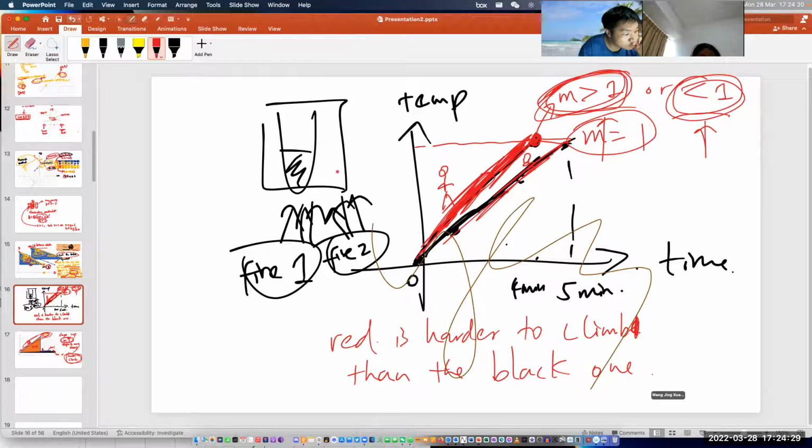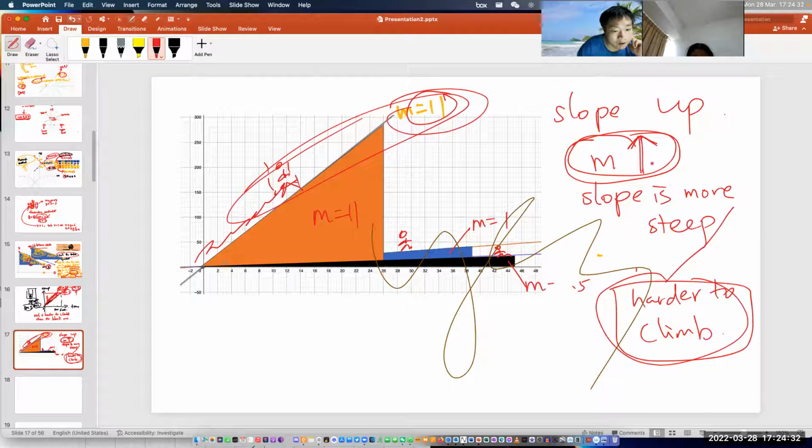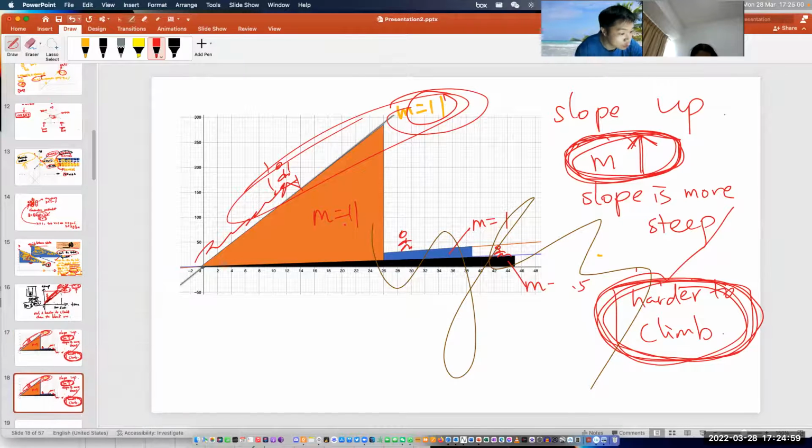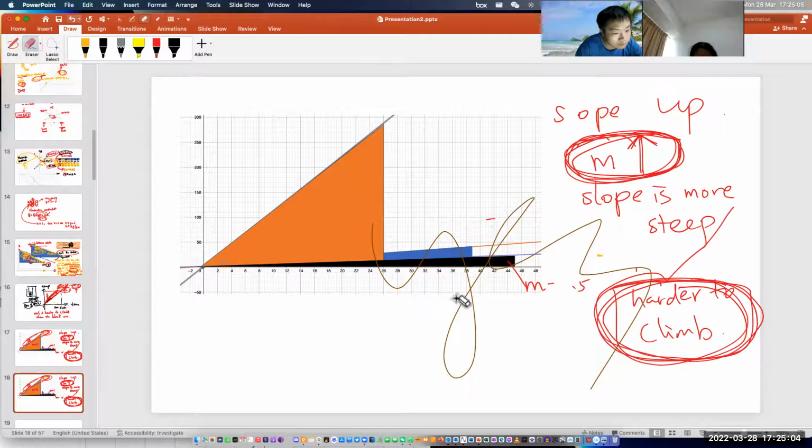Okay. So you just need to remember this statement. Okay. M is getting bigger, then it's harder to climb. Right? The reverse is also true. Harder to climb, then the gradient is bigger. Okay. So this is about slope up. So what is the opposite of slope up? The opposite of slope up is slide down, which I'm going to demonstrate to you, which we discussed just now, the cool down by the fan.